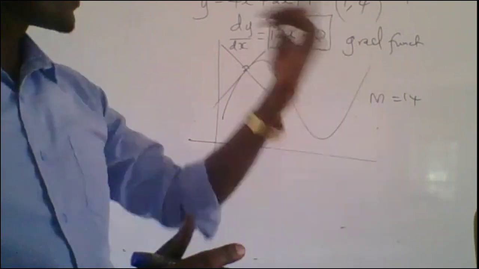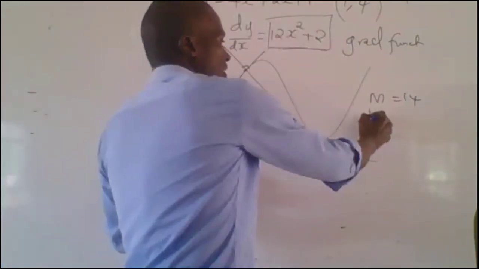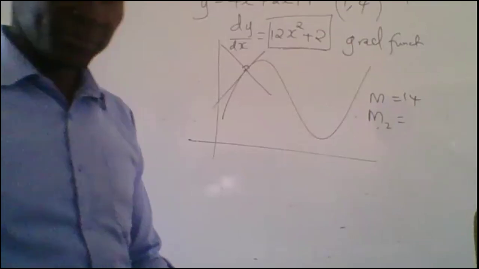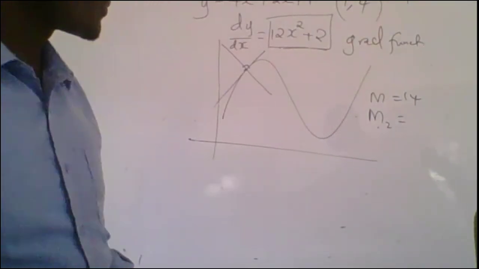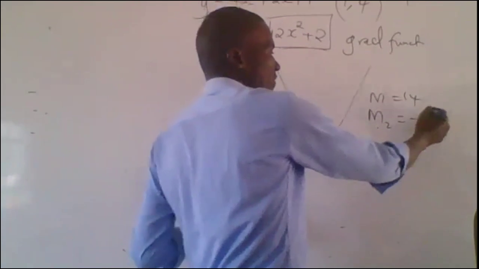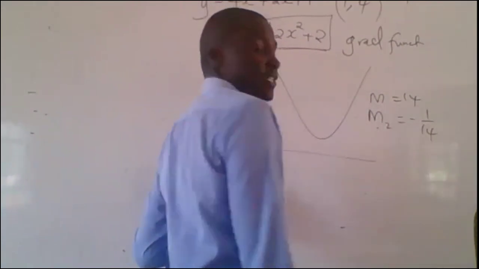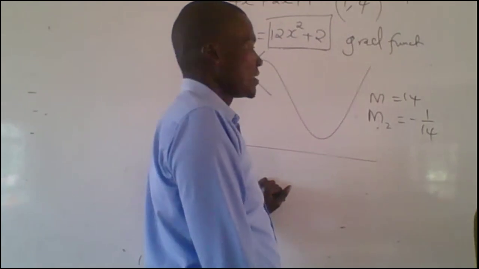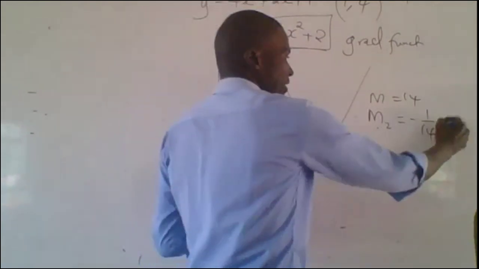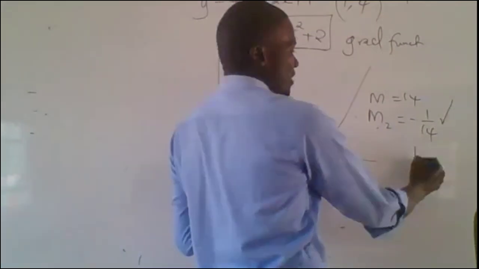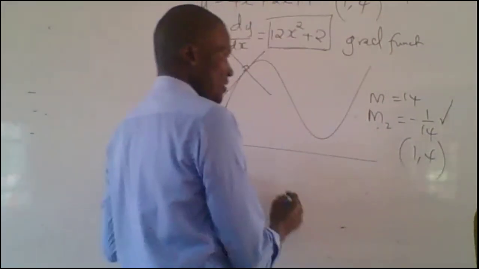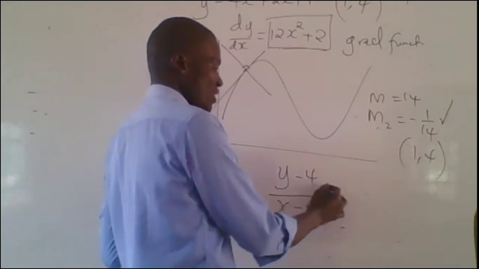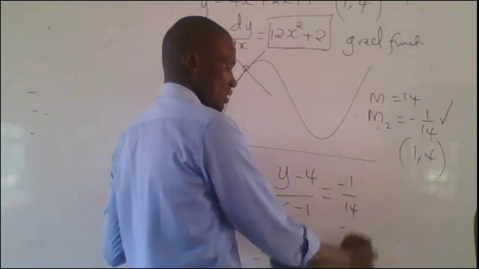We want the gradient of the normal. For two lines which are perpendicular, do you know how the gradients relate? m1 times m2 equals negative 1. So the gradient of the normal is negative 1 over 14. That is the gradient I'm going to use, and the point is already given as (1, 4). So your work is now easy. Just say (y minus 4) over (x minus 1) equals negative 1 over 14.